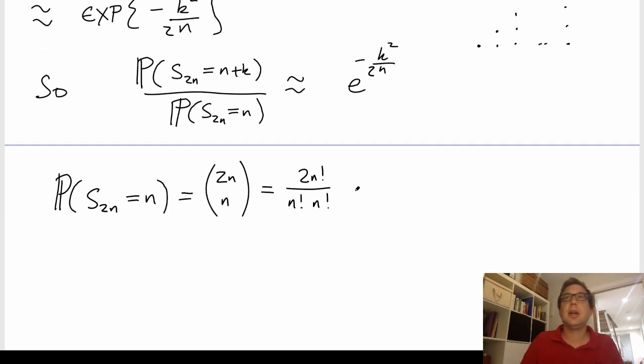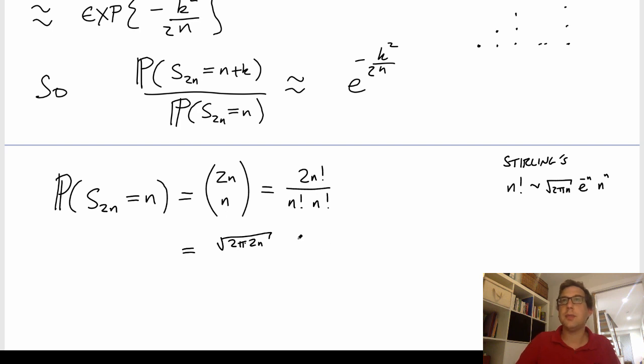By applying our Stirling's approximation, remember n factorial behaves like the square root of 2 pi n, times e to the minus n, times n to the power of n. So if we look at this, we can do the substitution. I might make an error, I haven't done this calculation in advance, but notice I'm going to get 2 pi 2n here for the top one, e to the minus 2n, oh, I see what I've done.